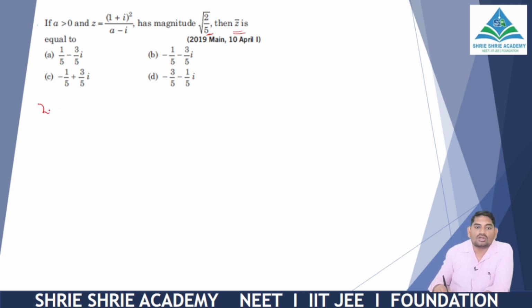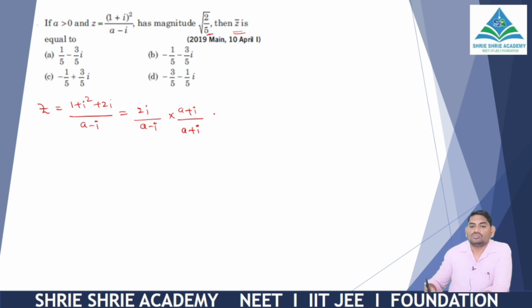See here, the complex number given is z equal to (1 + i)² divided by (a − i). Now we can write (1 + i)² as 1 + i² + 2i, so we can also write 2i upon (a − i). So now we can take the conjugate: we get (a + i) upon (a + i), which is further 2i times (a + i) upon a² − i².